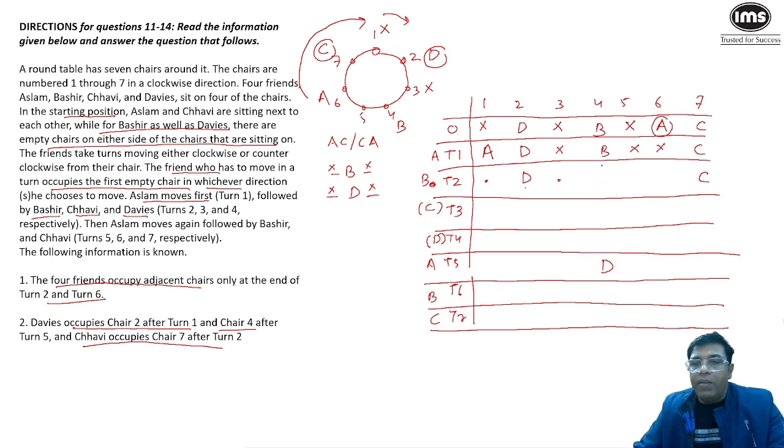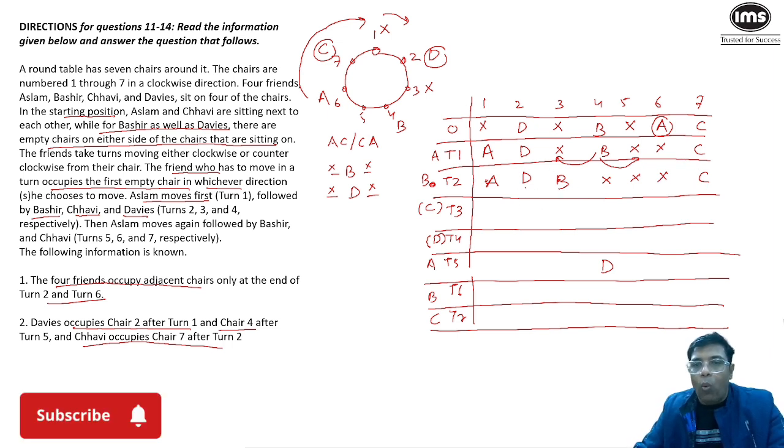Now what will B do? B can either move to this position or this position, because you can occupy only the next empty seat. And after turn 2, we want to make all the people sit at adjacent positions. So definitely B has to come to chair number 3. So now we can see after turn 2, all the 4 people are occupying adjacent chairs. That is chair number 7, 1, 2 and 3. Right?